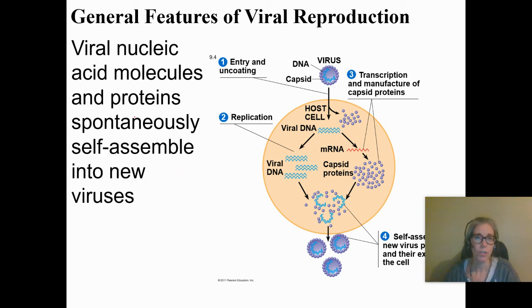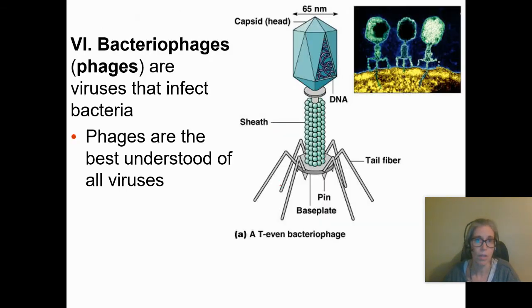Viral nucleic acid molecules and proteins spontaneously self-assemble. Here they are getting together, and then they either bud out of the cell like they're doing here, sort of like exocytosis, but a little bit different. So it's budding out, and I guess it's exocytosis. Shouldn't have said that. With exocytosis you think of releasing stuff. This is more of a whole vesicle that's leaving. Or sometimes if it's a virus infecting a bacterial cell, they might just break the cell open and destroy it that way. So bacteriophages, or for short just phages, are viruses that infect bacteria.